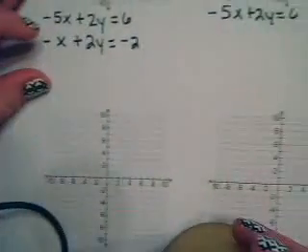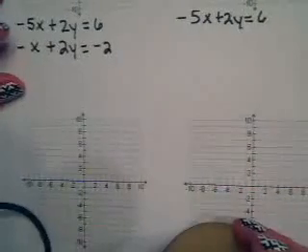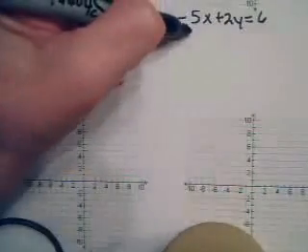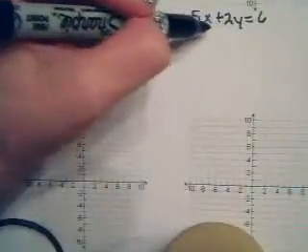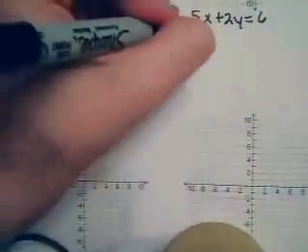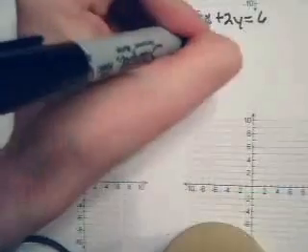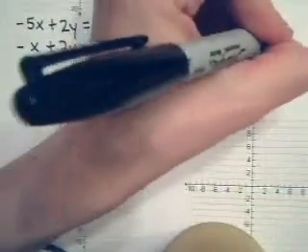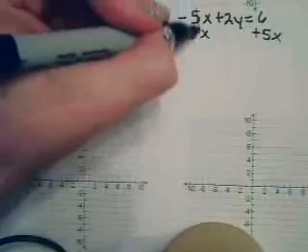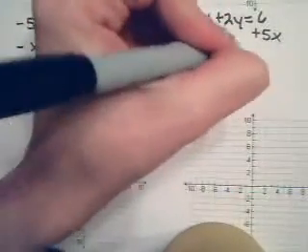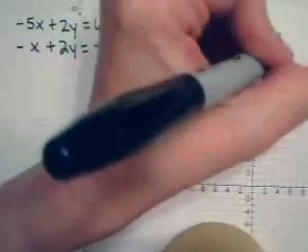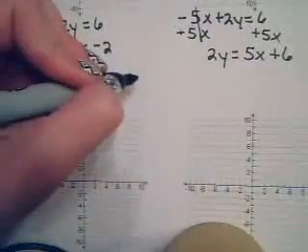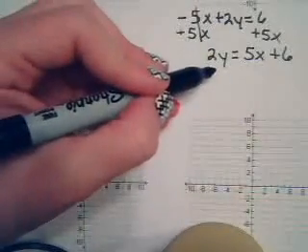I have negative 5x plus 2y equals 6. So I'm going to have to move my x over to the right side and then get y by itself. So let's start by adding 5x to each side. That will cancel out 5x over here, and then I'll be left with 2y equals, now I have a positive 5x on the right side, and I have a positive 6. We're almost there. We still need to get this y by itself.